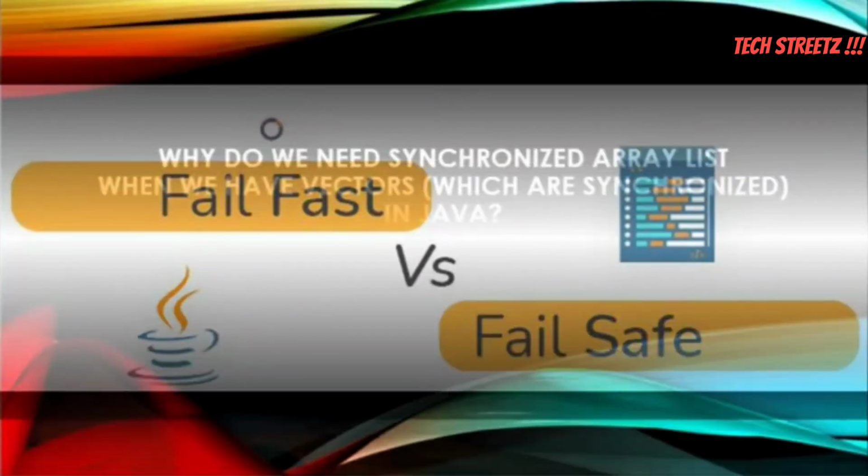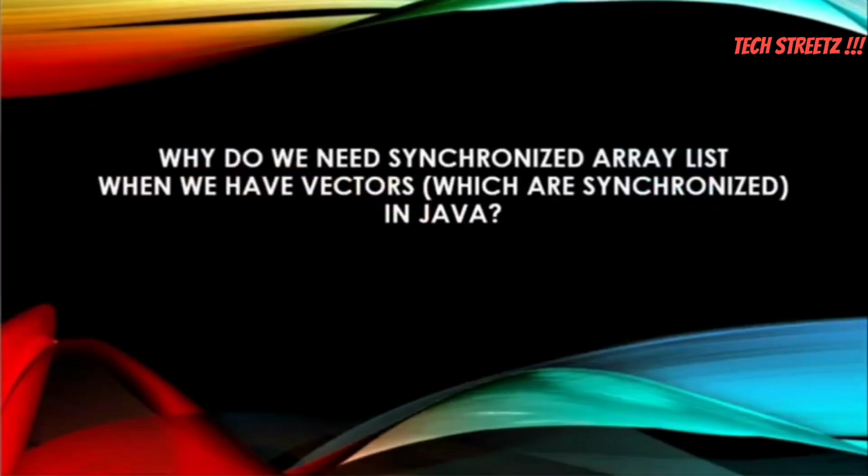If a collection is structurally updated while iterating over it, fail-safe iterators don't throw exceptions because they operate on a clone of the collection rather than the original collection. They are referred to as fail-safe iterators. Fail-safe iterators include the copy on write ArrayList and concurrent HashMap classes.